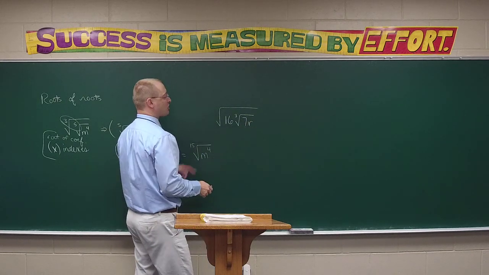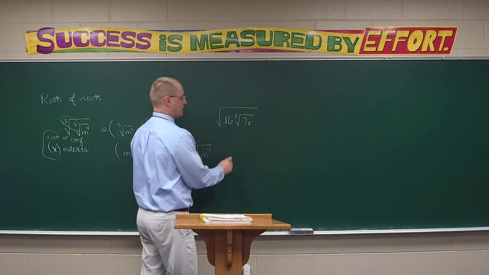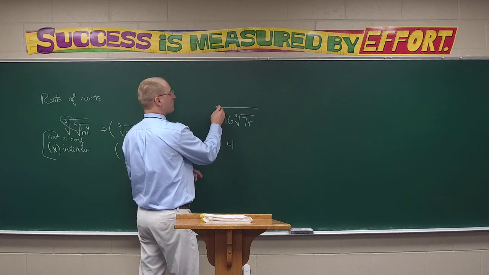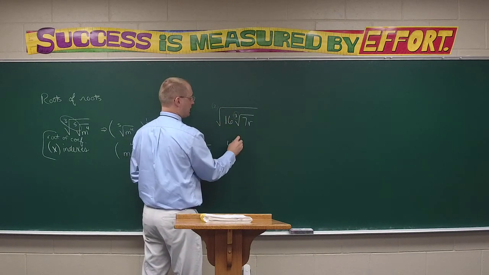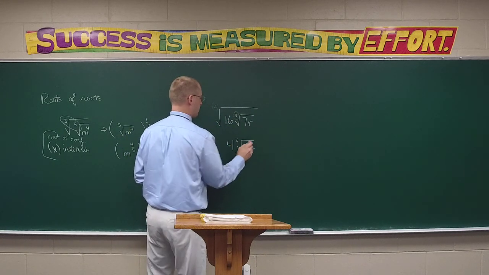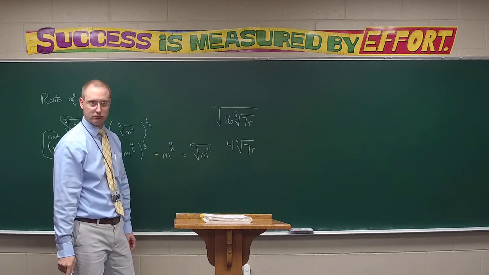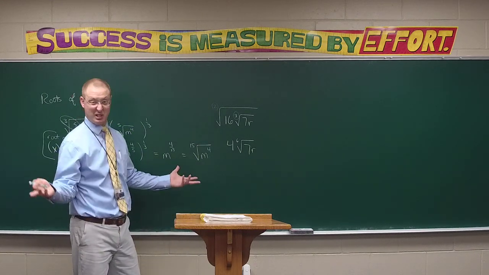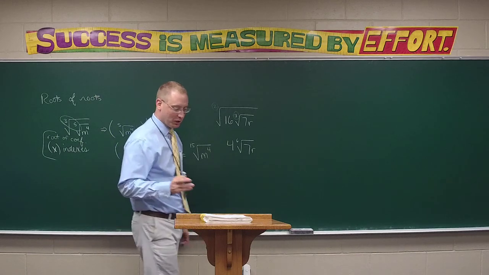Well, I'd start by taking the square root of the 16 to get 4, and then I'd multiply the indexes, the 2 and the 3, to get the sixth root of 7r. That's pretty much it. So not real challenging.